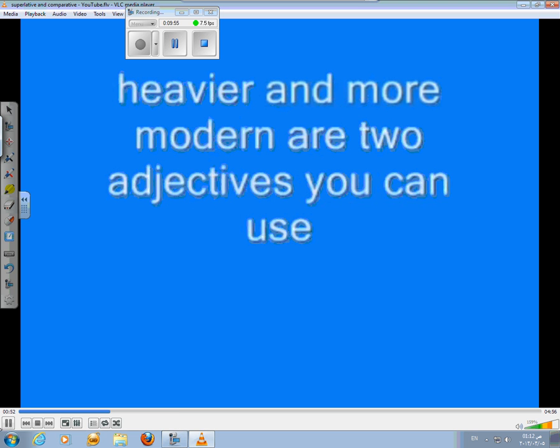Here again, if we have an adjective having y at the end, I cross the y and I put IER. Heavier, like for example, heavy, heavier. This again is the comparative form, comparing between two. Okay?